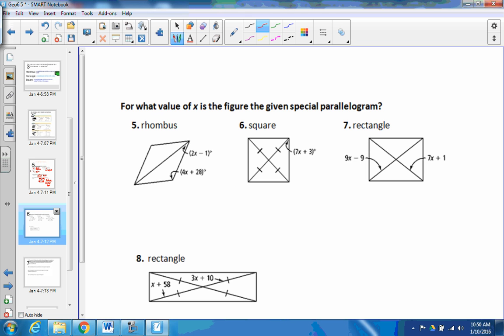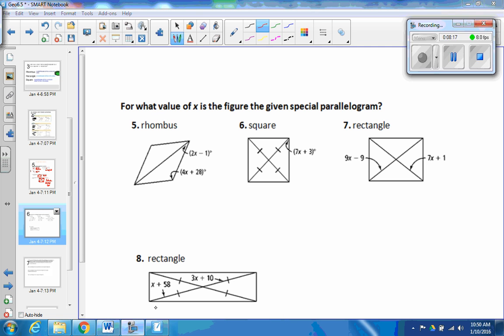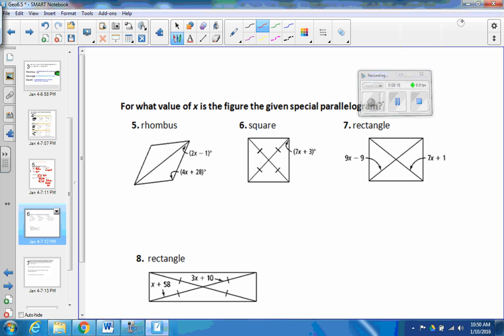Now, these examples are a little bit different. You're actually given what they are. We want to figure out for that to be what it is, what would x have to be equal to? So if you look at this, interesting. The first one, we have that this smaller angle here is 2x minus 1. We have that the obtuse angle here is 4x plus 28. Based on if it's a rhombus, these have to be congruent. This would have to be an isosceles triangle here.